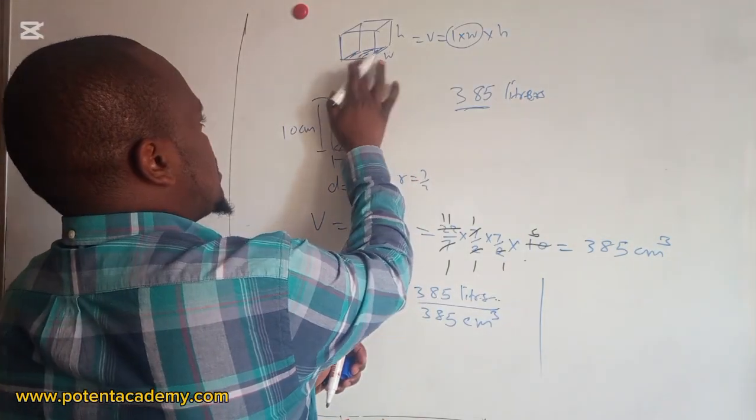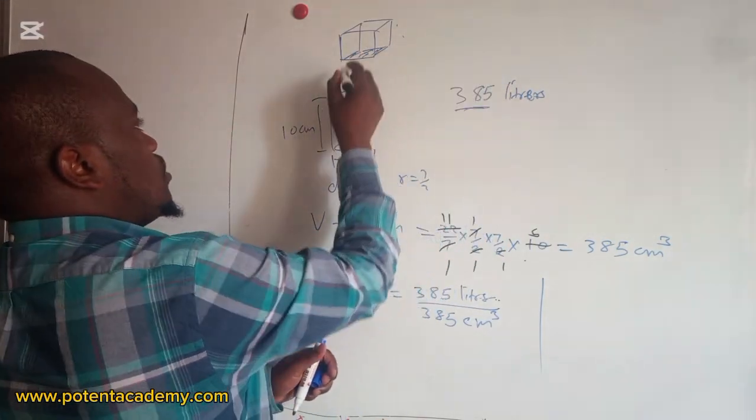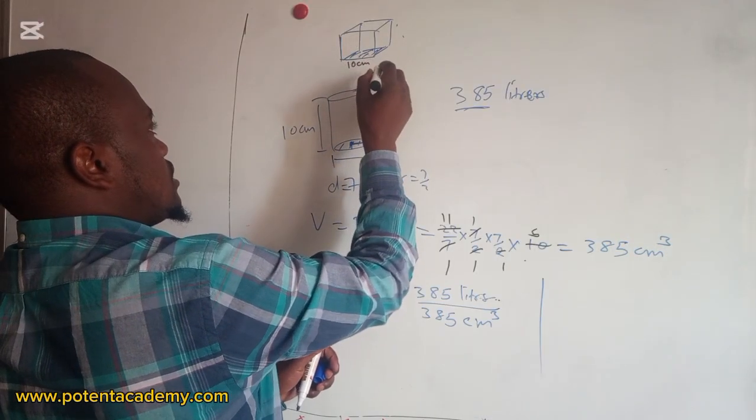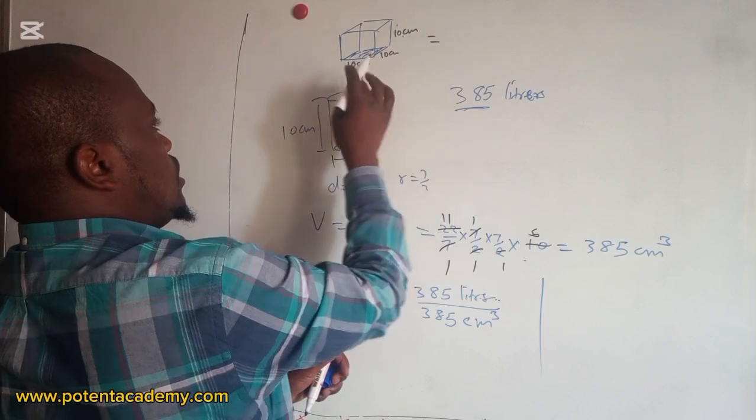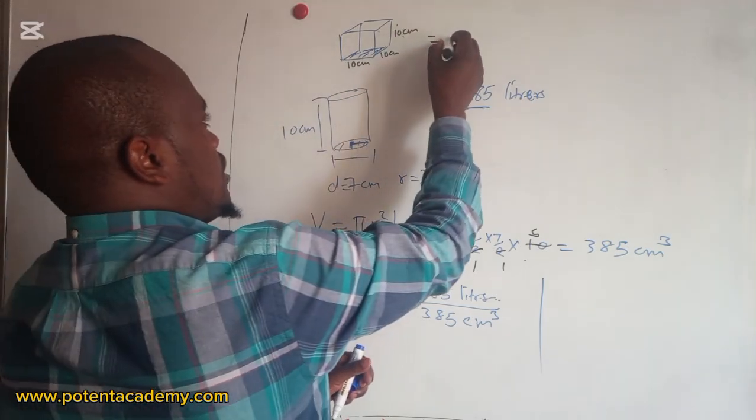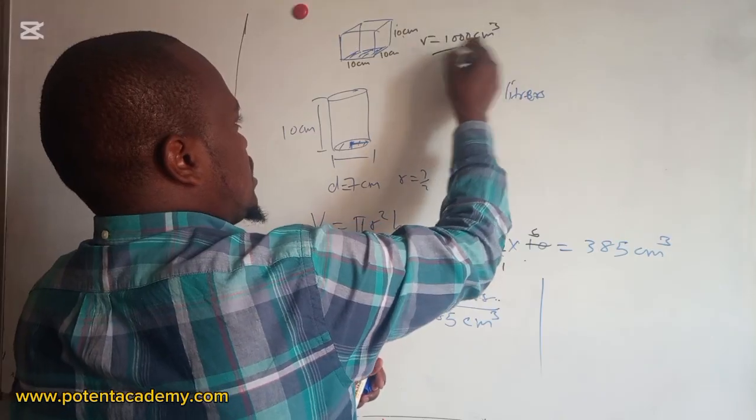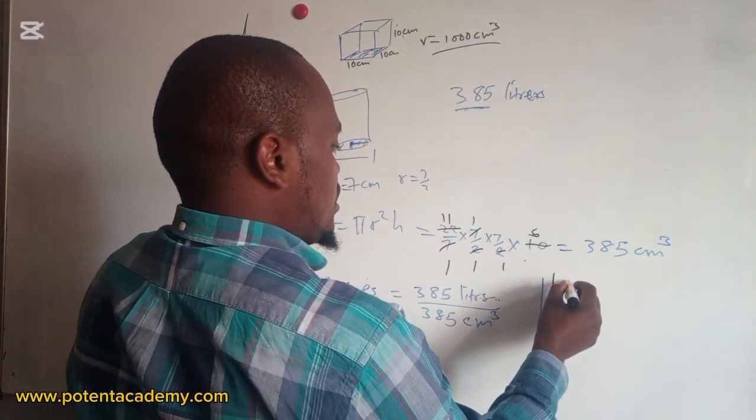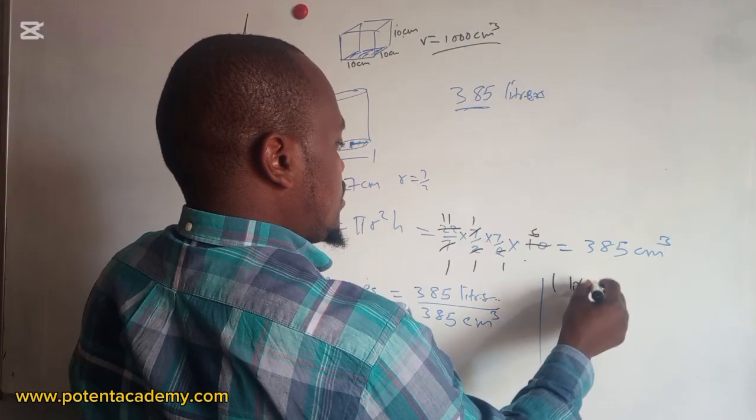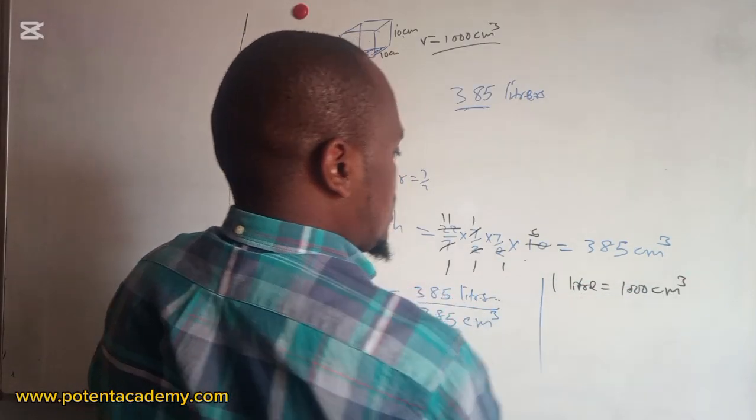Suppose this container of ours was 10 centimeters, 10 centimeters, and 10 centimeters. When you multiply this, the volume would be 1000 centimeter cubic. This is the unit that we use to convert that. 1 liter is equal to 1000 centimeter cubic.